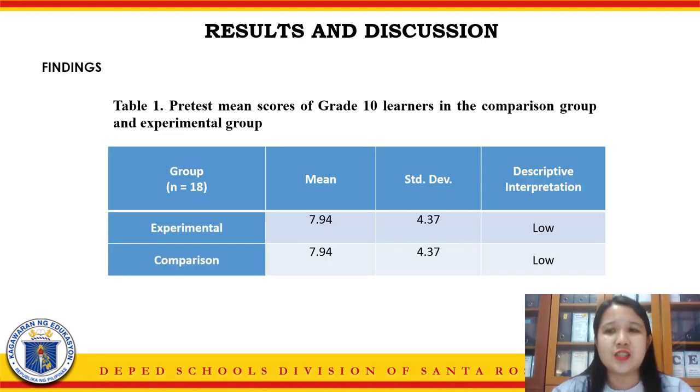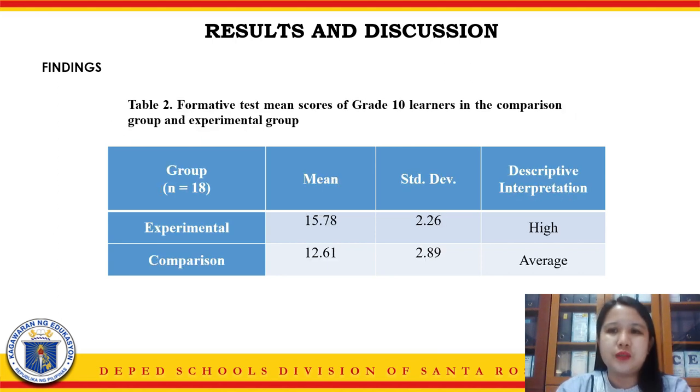For the result and discussion, as reported, out of 20 items in the pretest, the highest and lowest scores the respondents from each group got were 16 and 2 respectively, both with a mean of 7.94 with a descriptive interpretation of poor. It was found out that the respondents in the experimental group which utilized the videos from Gigabyte obtained a high mean score on the first and the second formative tests. On the other hand, the comparison group obtained an average score of 12.61.